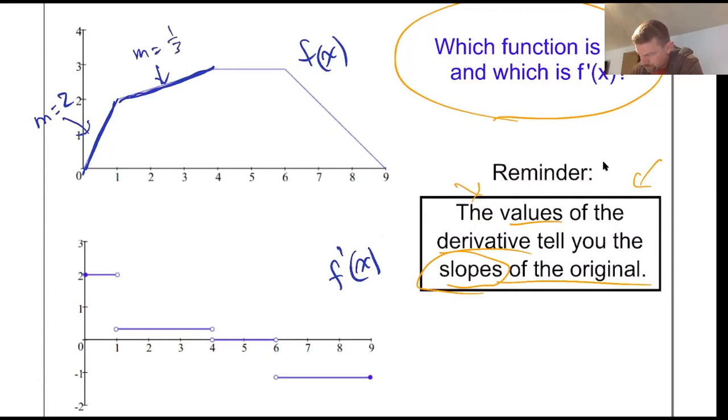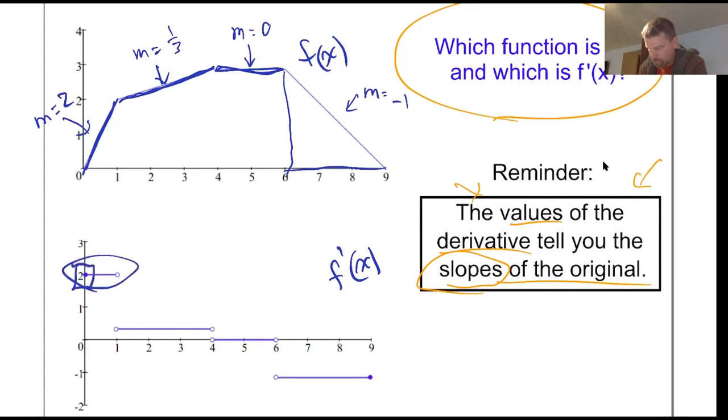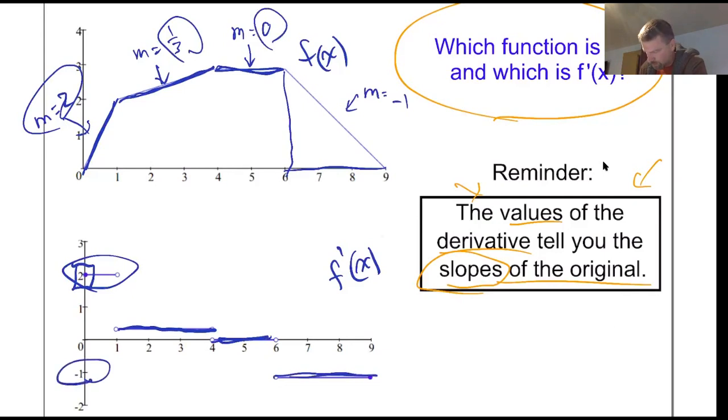So that's got a slope of 1/3. This area is flat. It's not changing at all. That's got a slope of 0. And this one's going down, so it's got a negative slope. Let's see here, down 3 over 3, that's the slope of -1. Down 3 over 3, right? Take a look at these values. That's a value of 2, just like that slope. That's a value of 1/3. There's a value of 0, just like that. And that's a value of -1, just like that. These values tell you the slopes of the original.